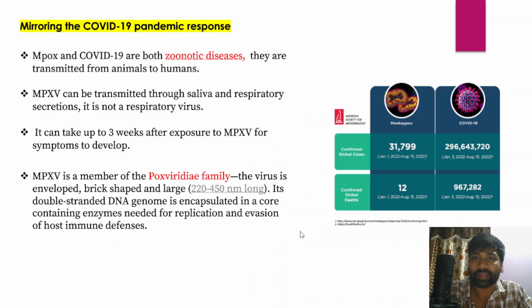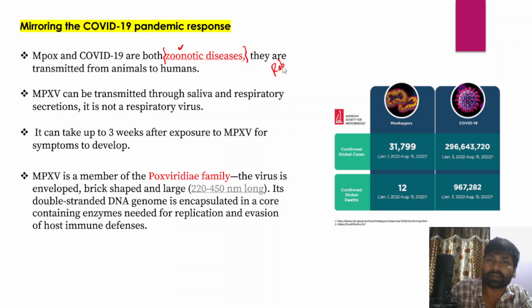We need to understand how the mpox disease response has been mirroring the COVID-19 pandemic response. One similarity is that both are zoonotic diseases, which are diseases that spread from animals to human beings. I hope you know about zoonotic diseases. For example, there are a number of zoonotic diseases; rabies is considered a zoonotic disease, and even the COVID-19 virus is considered a zoonotic disease.